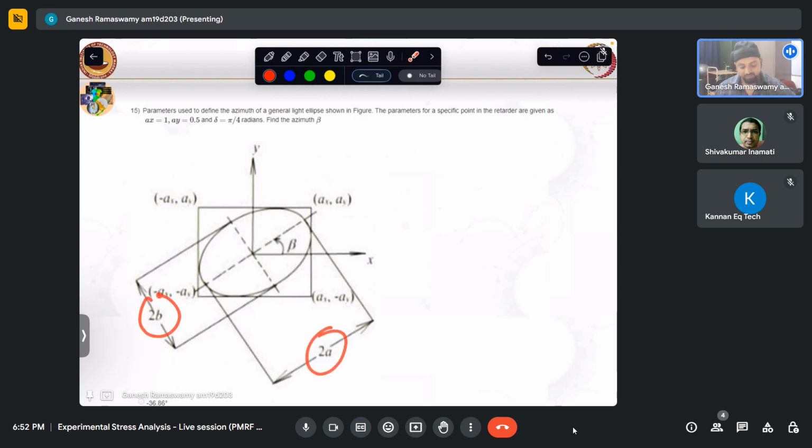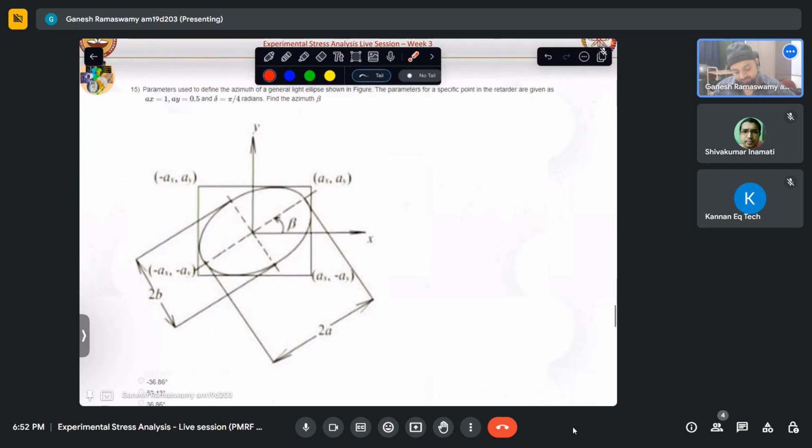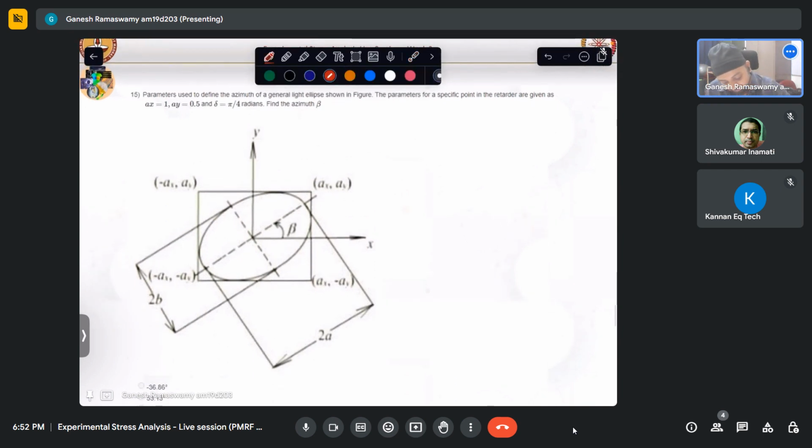And these quantities are the lengths of the major and minor axis, and its ratio is called the eccentricity of the ellipse. Okay, so it is given that ax is 1, ay is 0.5, and the retardation between those two rays is pi by 4 radians.